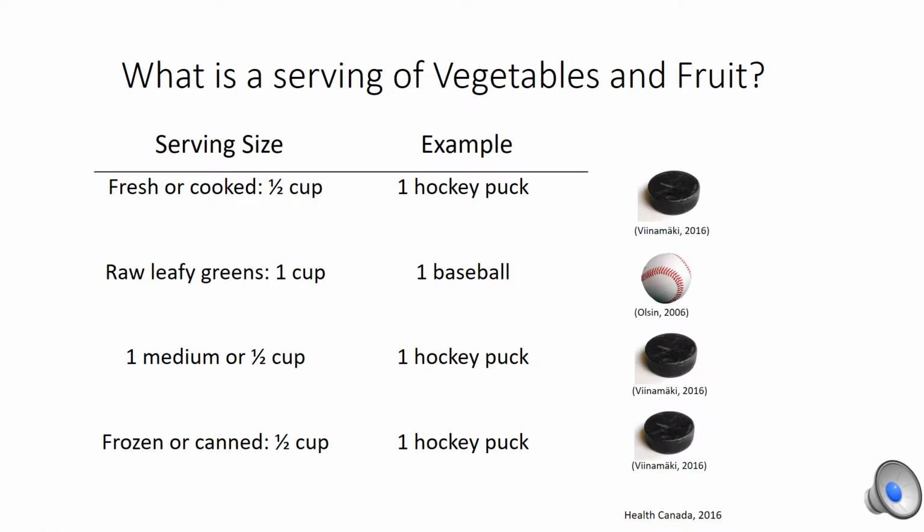What does a serving size of vegetables and fruit look like? For raw leafy greens, it is approximately 1 cup or the size of a baseball, whereas most other vegetables and fruit can be considered as half a cup for a serving size, which is approximately 1 hockey puck.